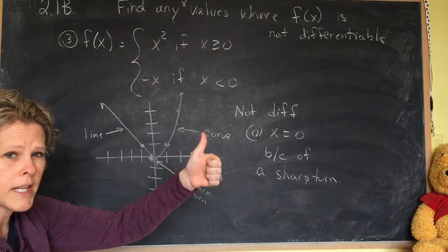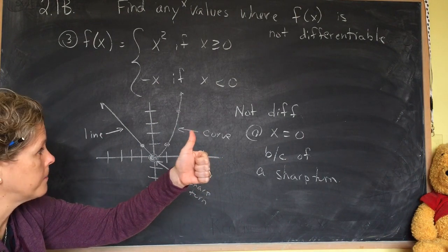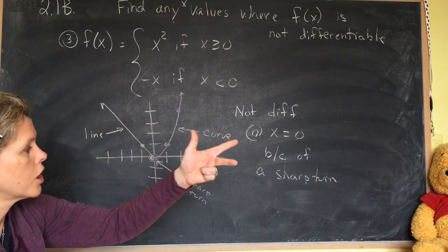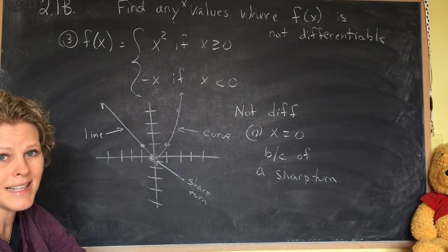So holes and asymptotes create that gap in the piecewise. You could have limits that do not exist, or you could have sharp turns. Those are the 3 big ways that you cannot take a derivative.